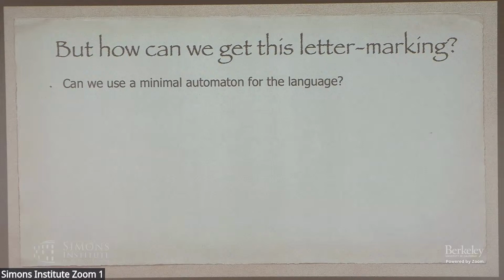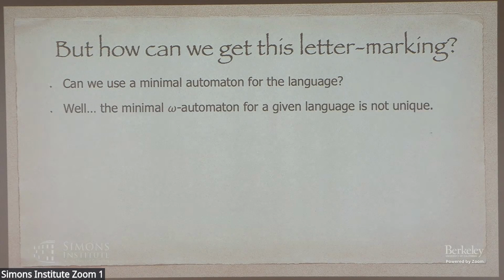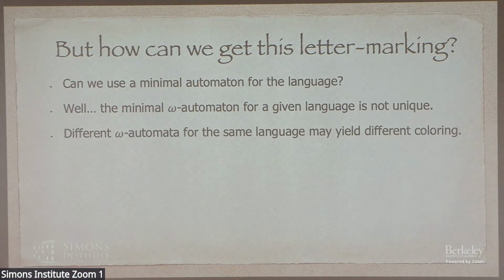While on finite words, minimal automata are very informative and tell you everything you want to know, this is not the case for automata on infinite words. For a particular language, you can have different automata that are all minimal but different. I don't really have the time to explain how, but if I take such an automaton and try to derive the coloring from it, they wouldn't yield the same coloring.